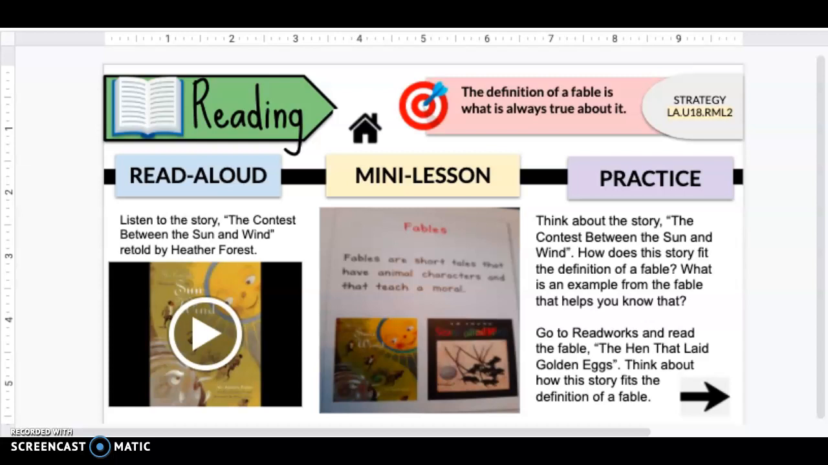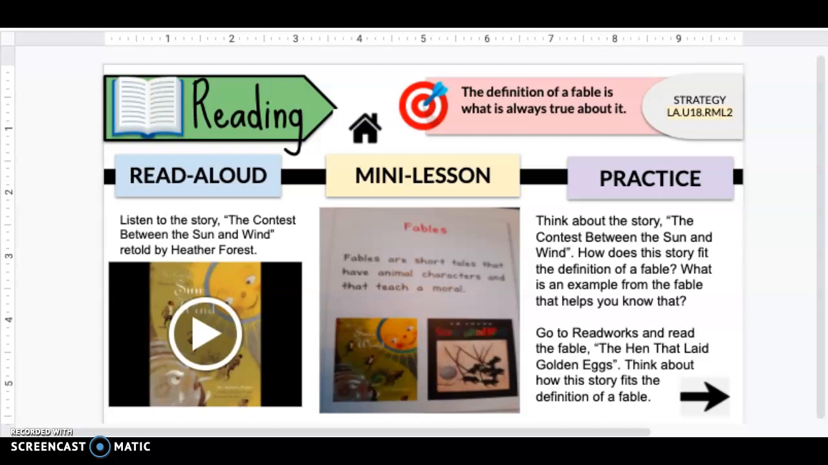This week we're talking about fables. What is a fable? Well, the definition of a fable is what is always true about it. Fables are short tales, not tales like a dog has a tail, but short stories that have animal characters and that teach a moral.